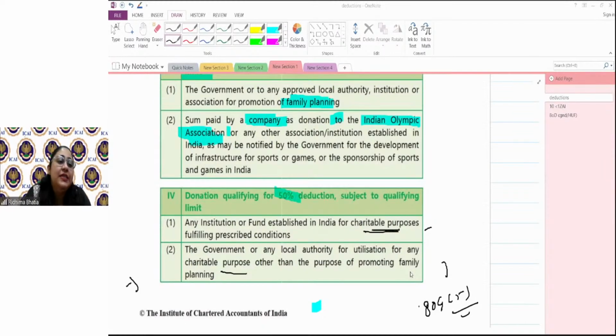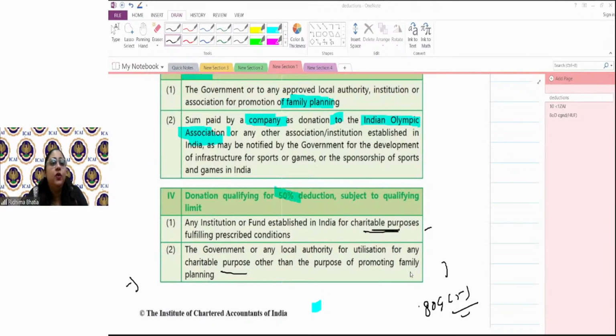Hence, your donation is eligible for deduction. All of these would be written there, that your donation is eligible for deduction or we are an institution that complies with the condition of 80G subsection 5. Then only you can claim the donation under category 4.